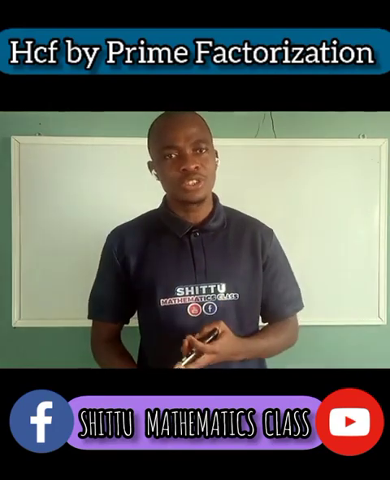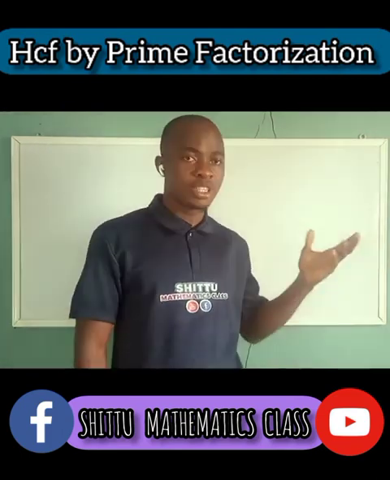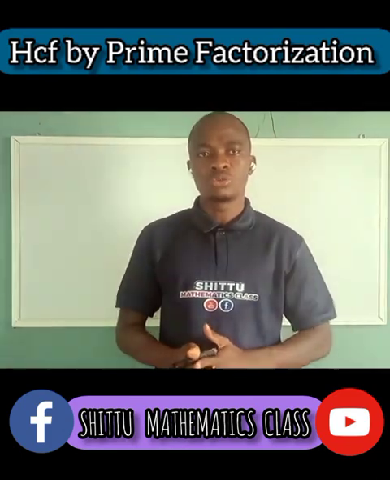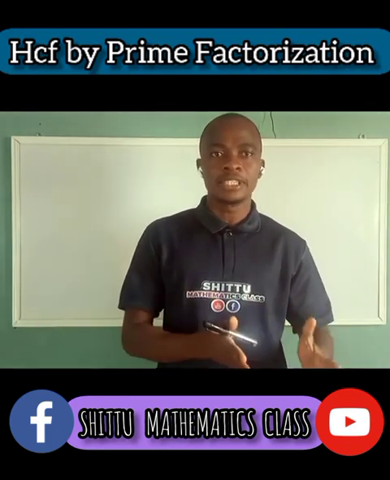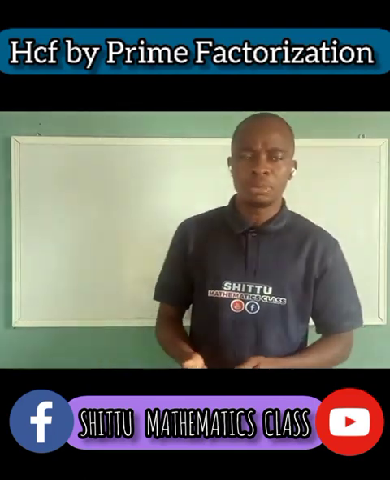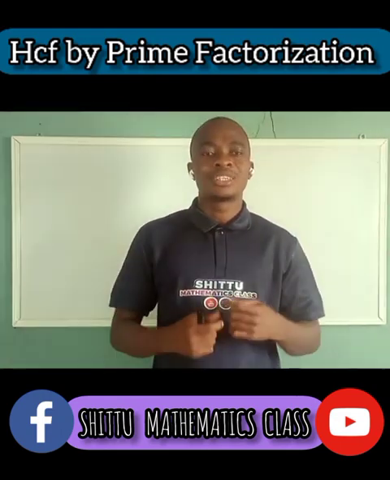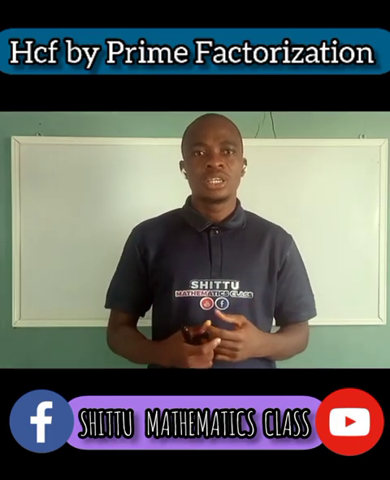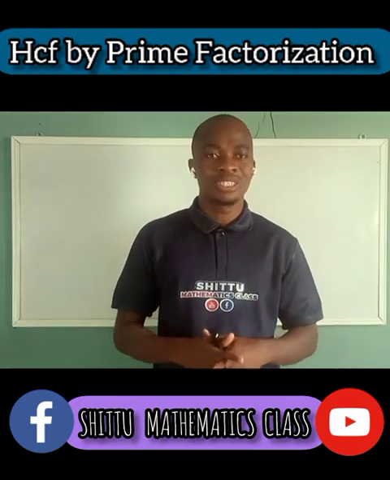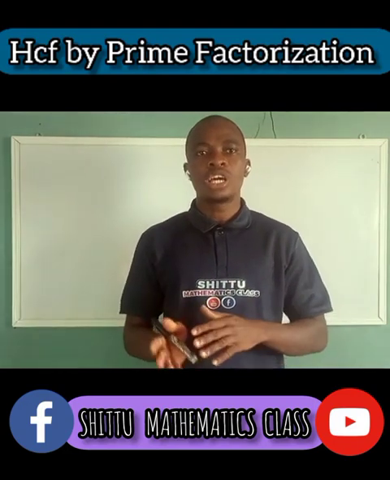So now into this tutorial today, we are going to continue from where we stopped. In our previous lesson, we talked about HCF, that is highest common factor, but the method we used was listing the factors before getting the highest common factor. And what do we mean by highest common factor? We said the highest common factor is the greatest number that can divide two or more numbers. So now into this tutorial today, we are going to be talking about the other way around.